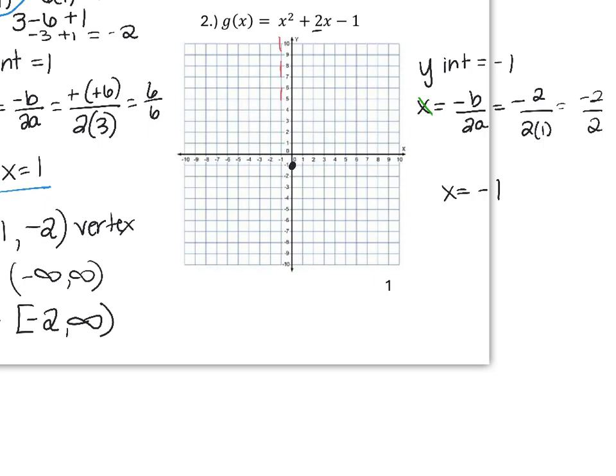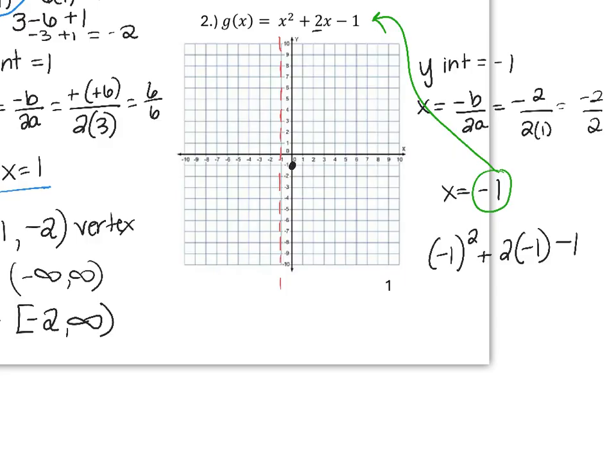So I will sketch that in over here. Then I need to figure out what's the y value of my vertex along that axis of symmetry. I take this negative 1 and plug it back in to my original. So plug in negative 1 for every x. What is negative 1 squared? Positive 1, right? Negative times a negative. Minus 2, minus 1. No, 1 minus 2 is negative 1, minus 1. So my vertex will be when x is negative 1, y is negative 2.